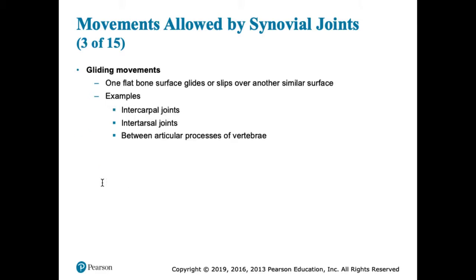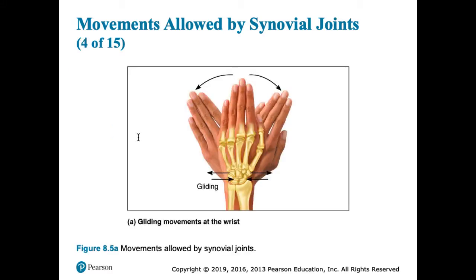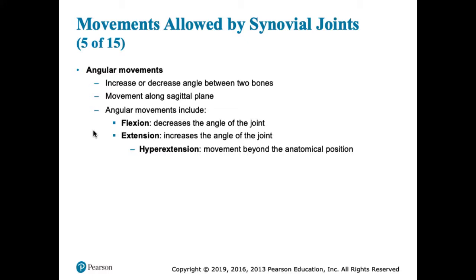So in gliding movements, one flat bone surface glides or slips over another similar surface. Examples of these are the intercarpal joints and the intertarsal joints, so in your hands and in your feet, and between the articular processes of the vertebrae in the vertebral column. So movements, again, allowed by the synovial joints. You can see this gliding movement in the wrist, so you can do that with your hand and see that movement.